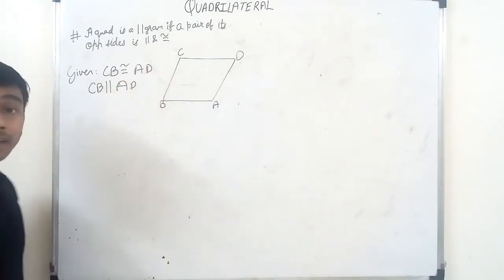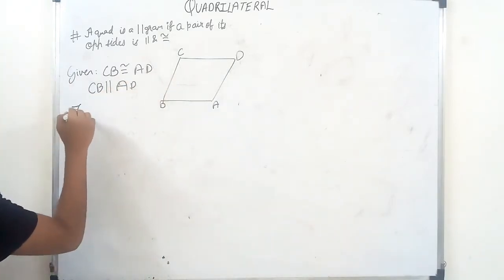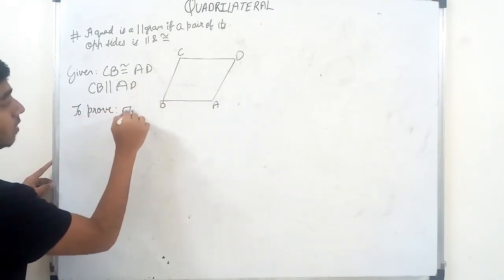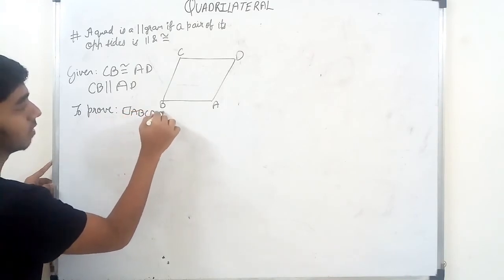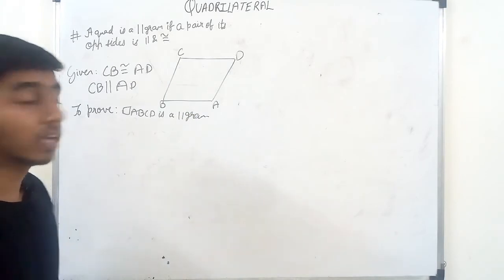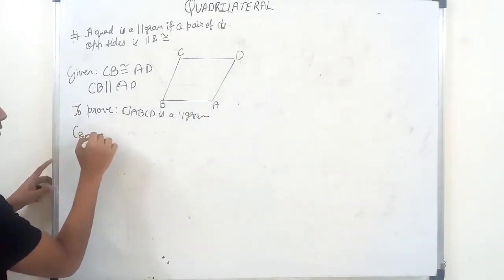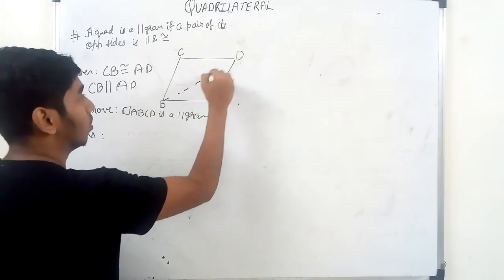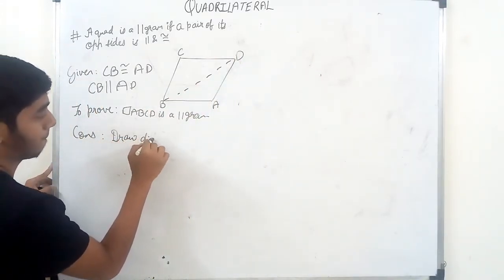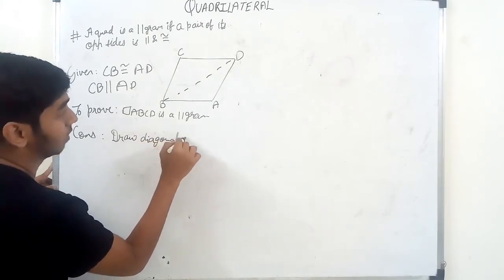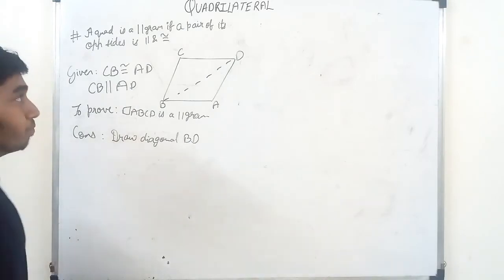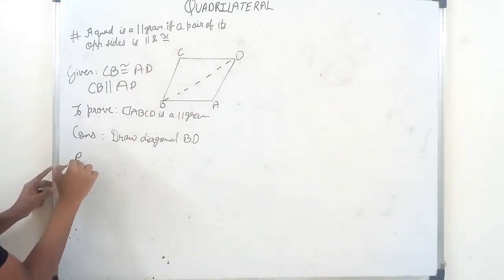Let's try to prove this. What is to be proved? To prove: quadrilateral ABCD is a parallelogram. We'll do a construction for the proof. We'll draw diagonal BD. Okay, we'll draw this diagonal. Done. Now let's see the proof.